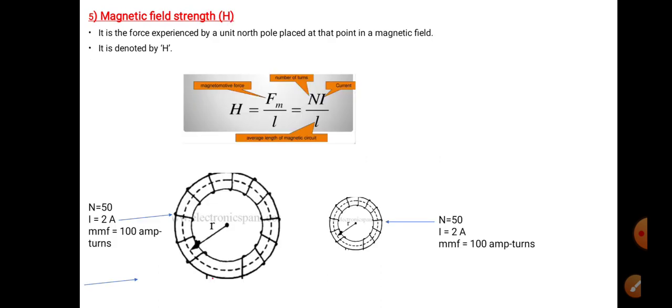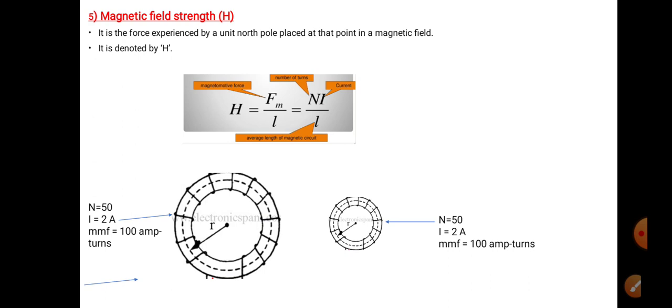Then magnetic field strength. Magnetic field strength is the force experienced by a unit north pole placed at a point in the magnetic field. It is denoted by H. The formula is Fm divided by L, where Fm is the magnetomotive force and L is the average length of the magnetic circuit.